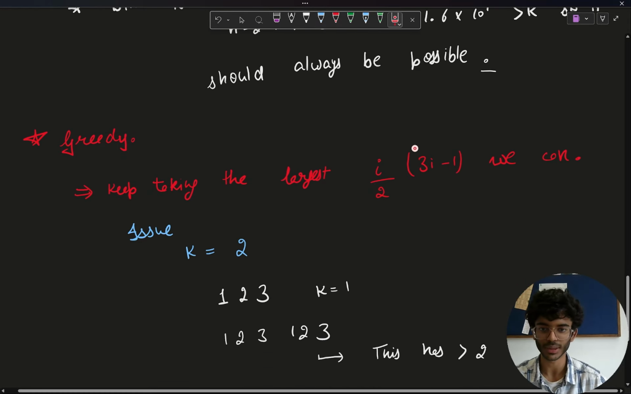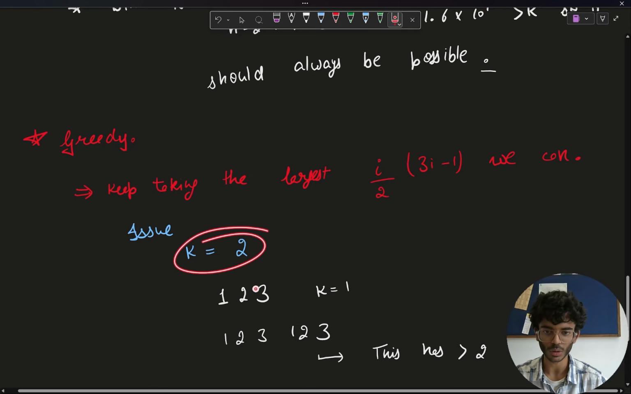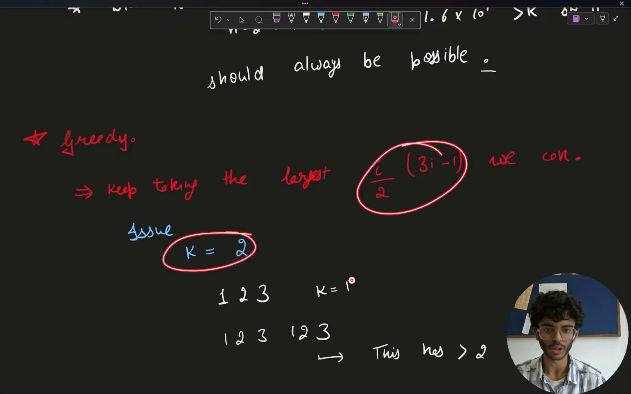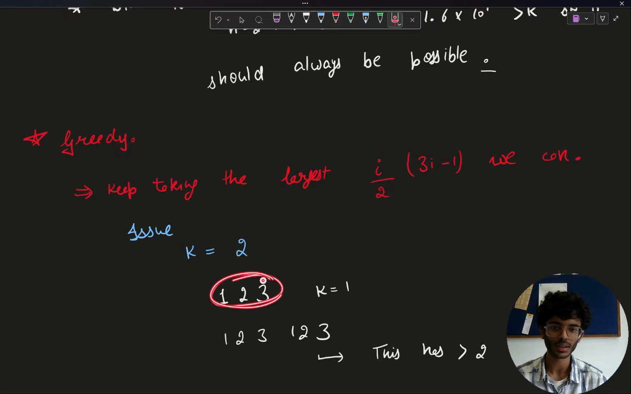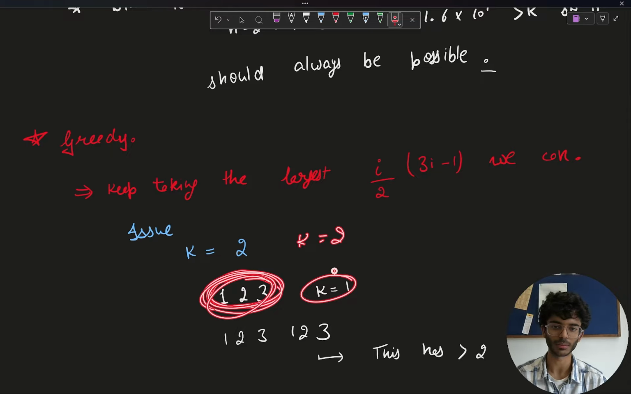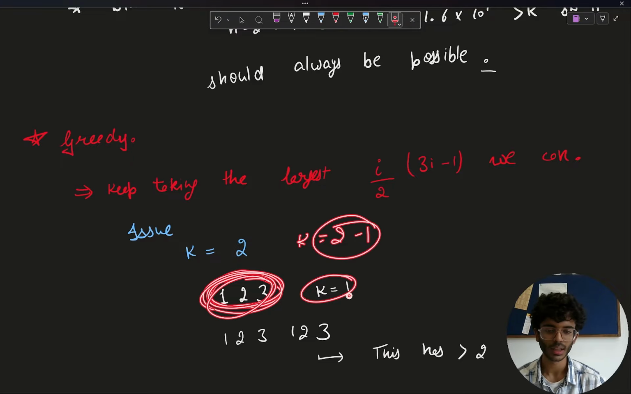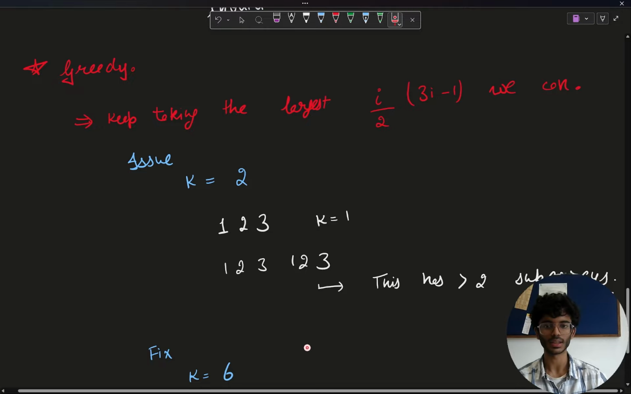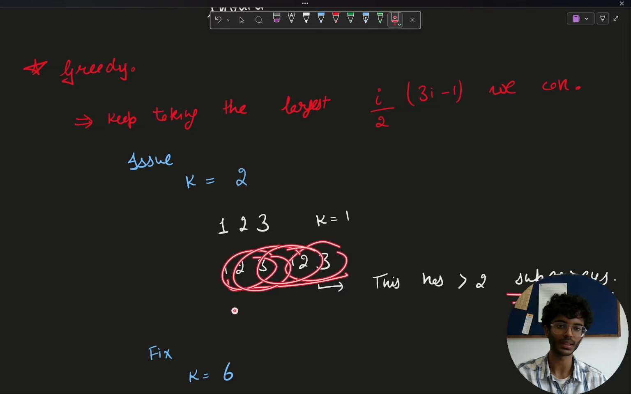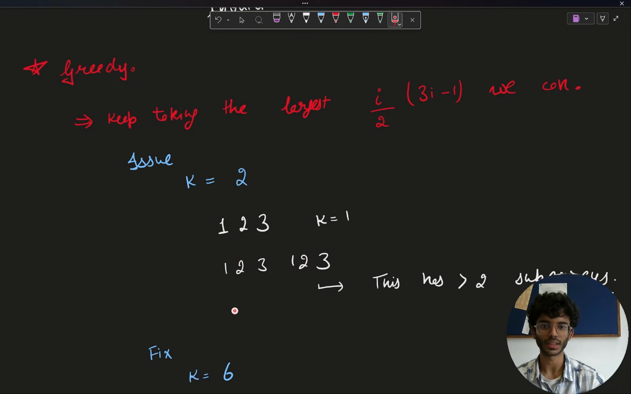Now let's consider a potential issue with that. So let's say k is equal to 2. The largest value of the sum that we can put is going to be 1 only. So we place just 1, 2, 3, and now our k becomes 1 because we got 1 balanced subarray. So k was 2, we placed 1, 2, 3, so we subtracted it by 1. Now k is 1 and we put 1, 2, 3 again. But this has more than two balanced subarrays, right? One is this, one is this, one is this, one is this. So there are so many balanced subarrays, right? So how do we fix it?